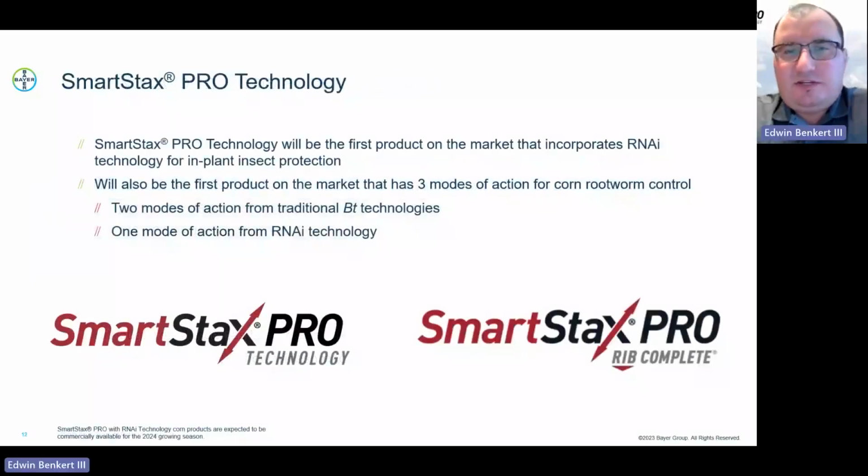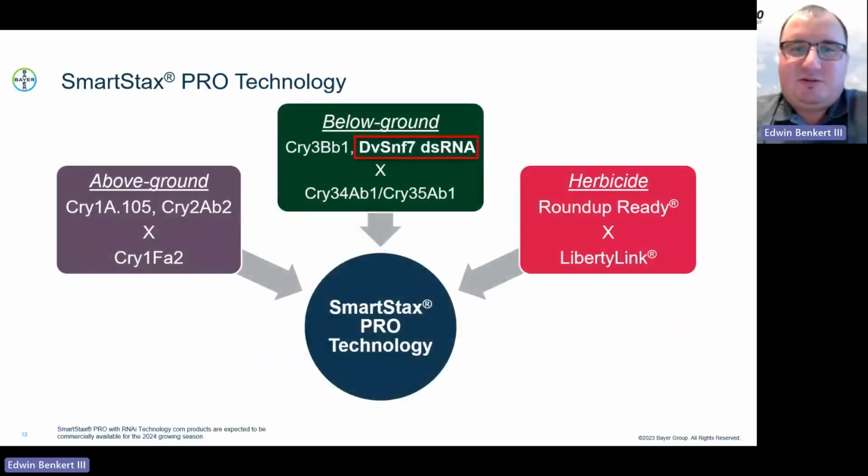So now we'll get into SmartStax PRO. SmartStax PRO technology with RNAi is going to be the first product on the market that uses RNAi for in-plant insect protection. It's also going to be the first product on the market that has 3 modes of action for corn rootworm control. What sets SmartStax PRO apart from our previous SmartStax hybrids is, we still have the same above ground modes of action in SmartStax and SmartStax PRO. We still have the same herbicide tolerance in SmartStax that we have in SmartStax PRO.